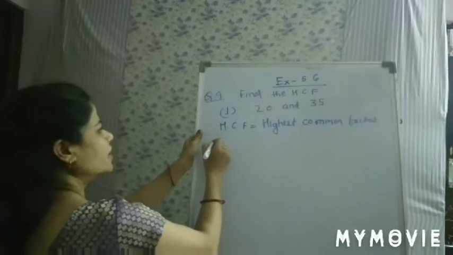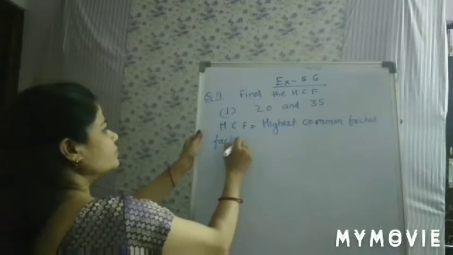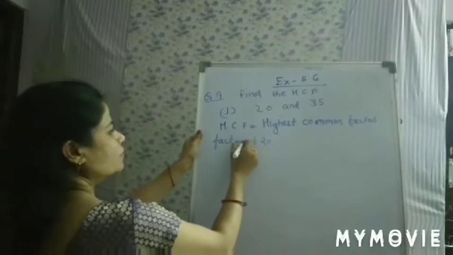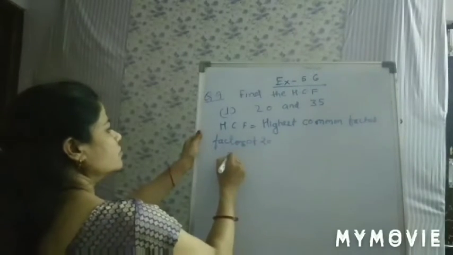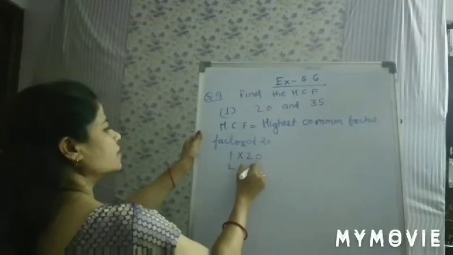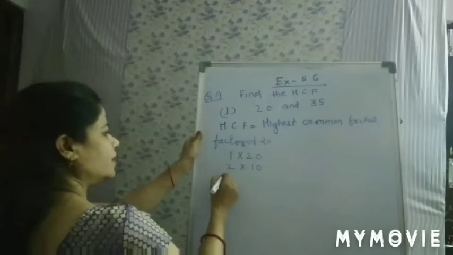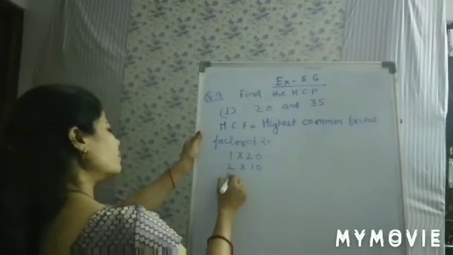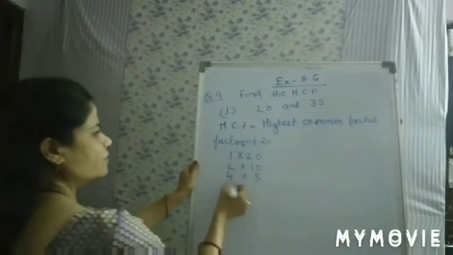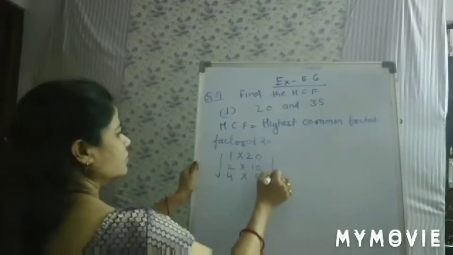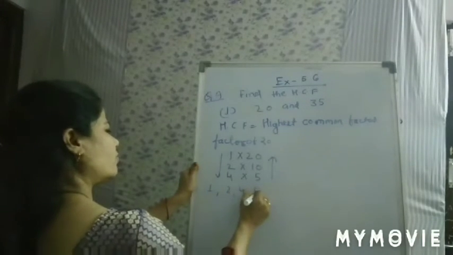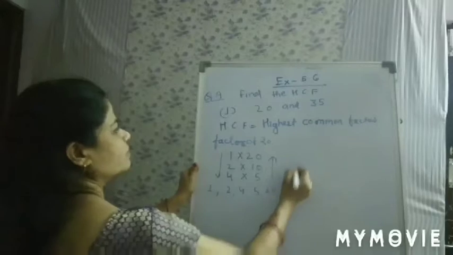So first we will find the factors of 20. How can you find them? 1 twenty is 20, then 2 tens are 20, then 4 fives are 20. These are the factors of 20: 1, 2, 4, 5, 10 and 20.